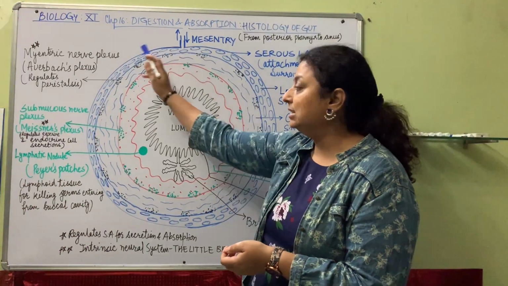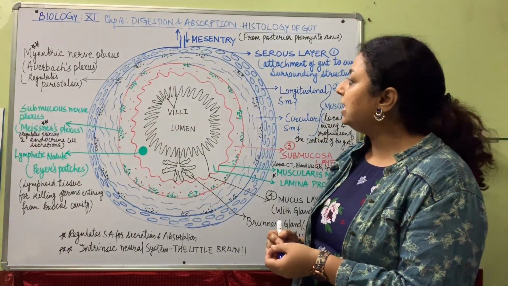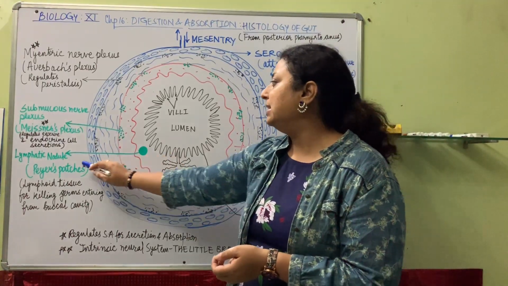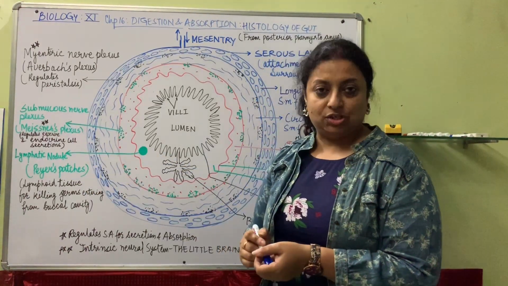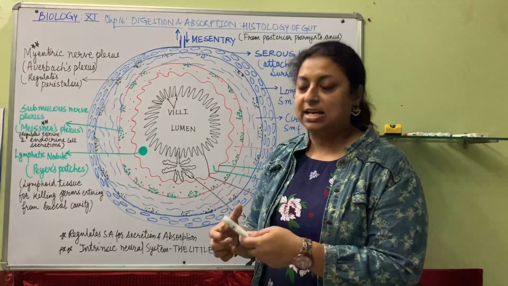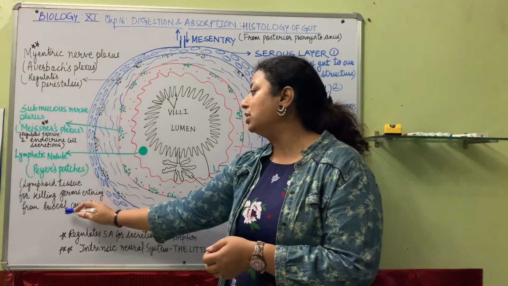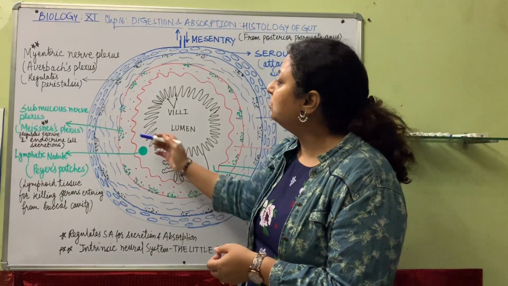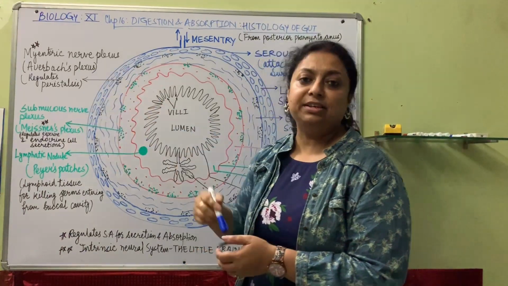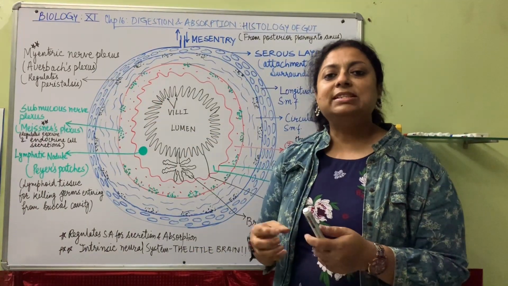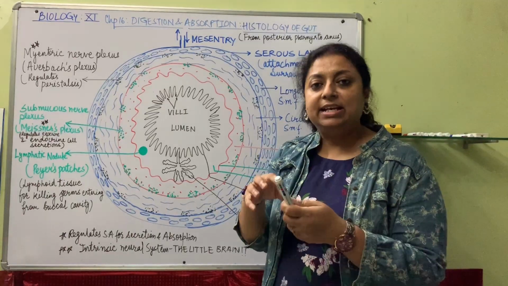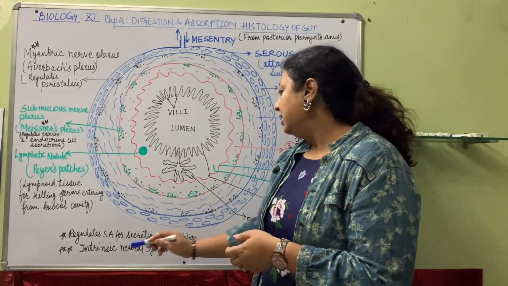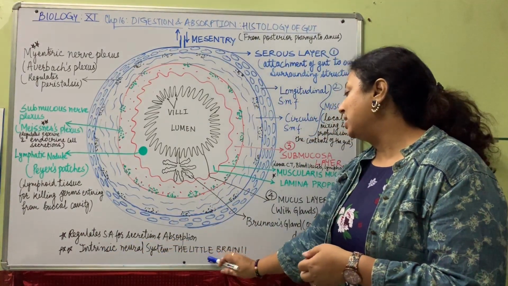Then we talk about the other side of the figure, where we can see a structure inside the mucous layer, the lymphatic nodules, which are Peyer's patches. They represent the defense mechanism, the lymphoid tissue for killing the germs entering from the buccal cavity, right? Then we have the nervous innervation, the intrinsic neural system. Intrinsic means inbuilt inside the layers, the nerve bundles which are present, also known as the little brain.